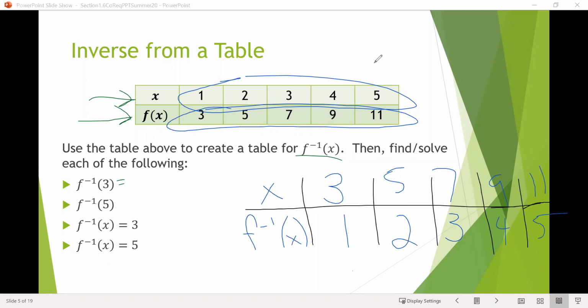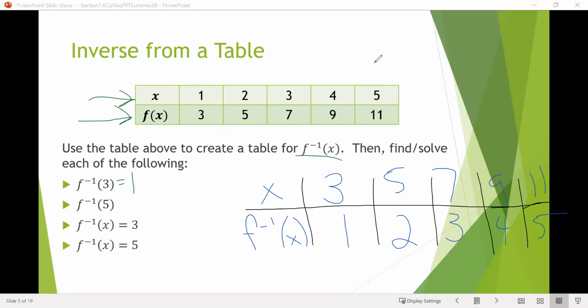So looking at our table, it looks like if we input 3 in the inverse, we get an output of 1, which, if we correspond there and compare that with the original function, corresponds to right here. 3 was an output for the original function, so as an input for the inverse. So the output for the inverse is the input for the original function.